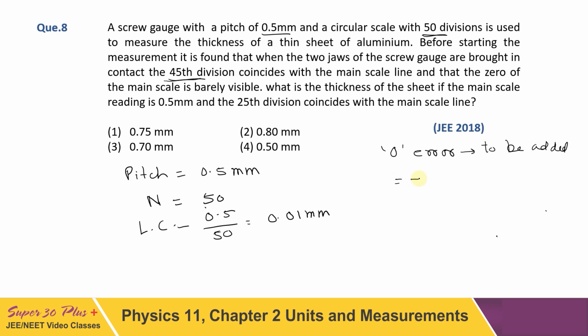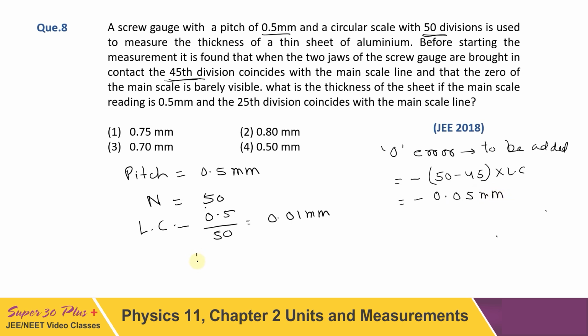What is the value? Since the 45th division is coinciding, what does it show? That 0 has crossed the reference line by 5 divisions. So it is 50 minus 45 into least count, that will be equal to 5 into least count. Least count is 0.01. So this is 0.05 mm. This is the calculation of zero error.